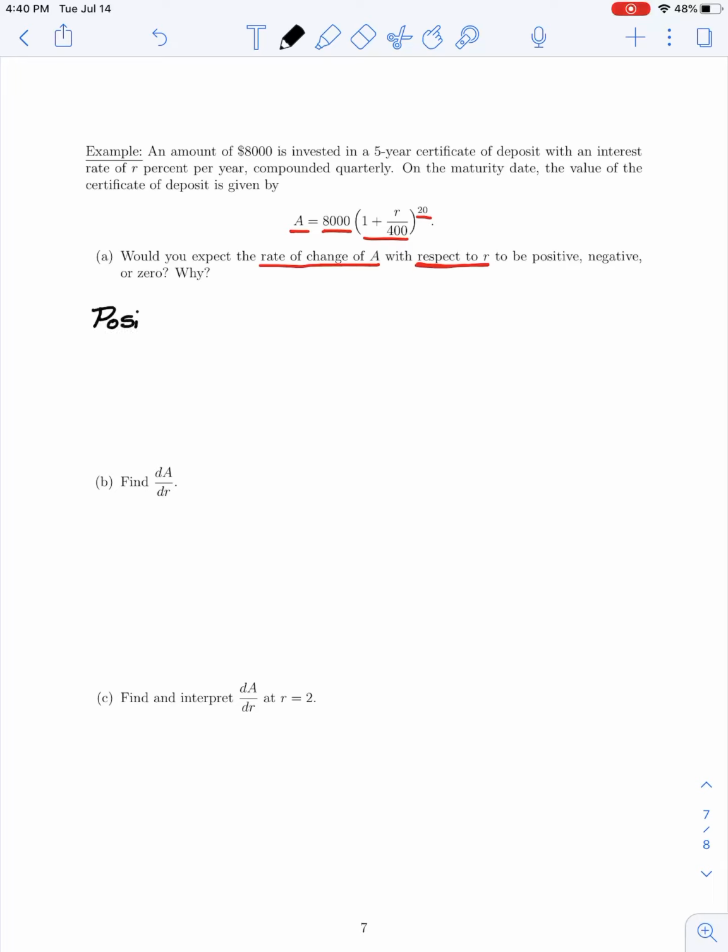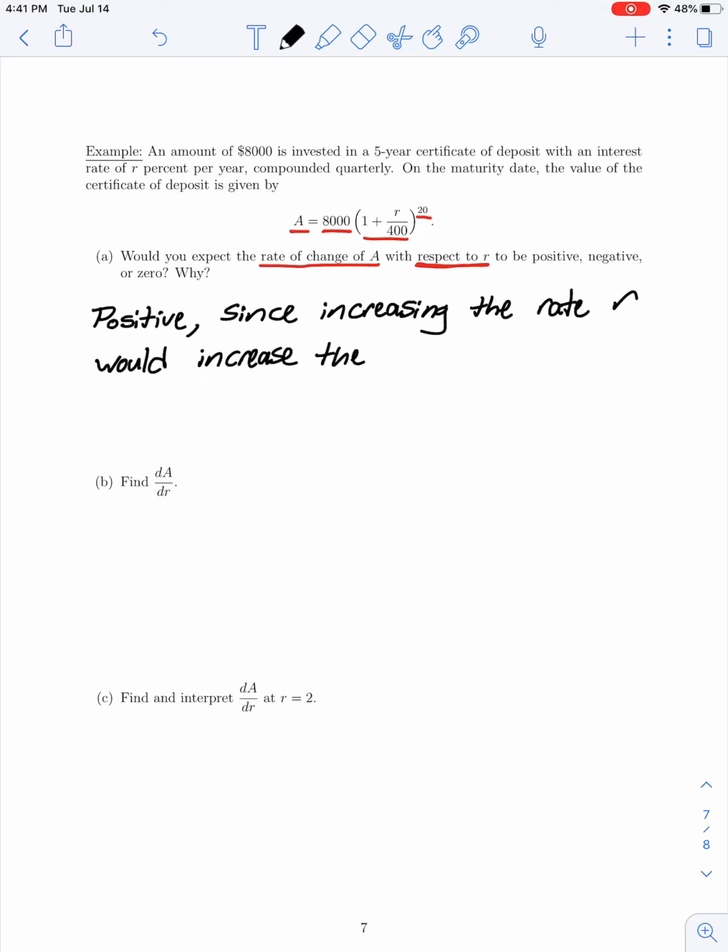So here we would expect a positive rate of change, since increasing the interest rate, which we were calling R, would increase the future amount A.